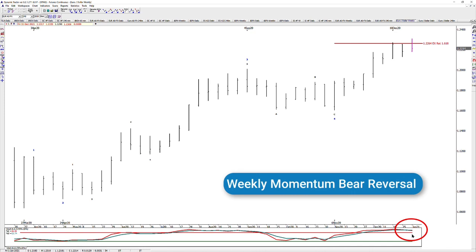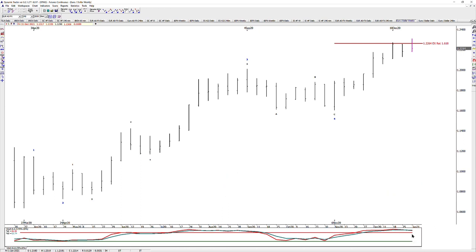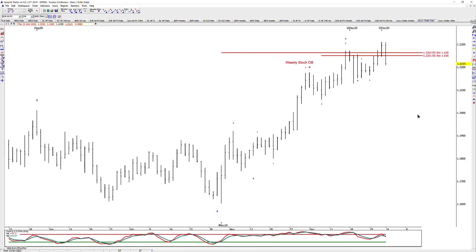The weekly momentum has made a bear reversal. So any daily momentum bear reversal when we've finished off a pattern is probably the end of this whole trend going back to March. Well, that's pretty exciting. We've made a bear reversal here. Have we finished off this trend? Well, this is pretty sloppy.